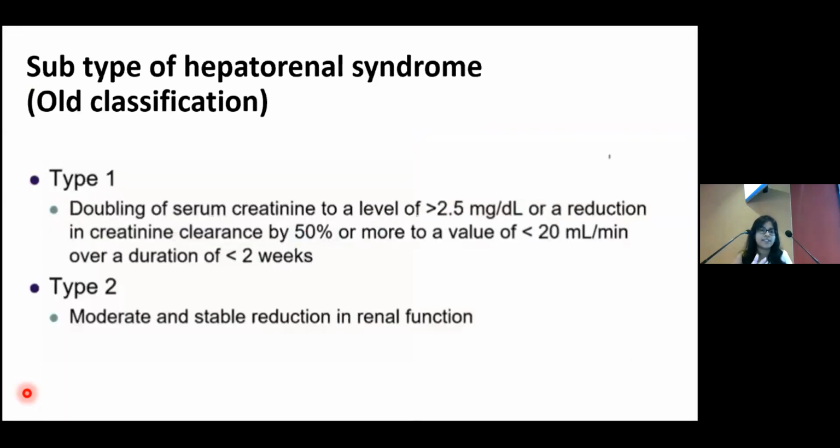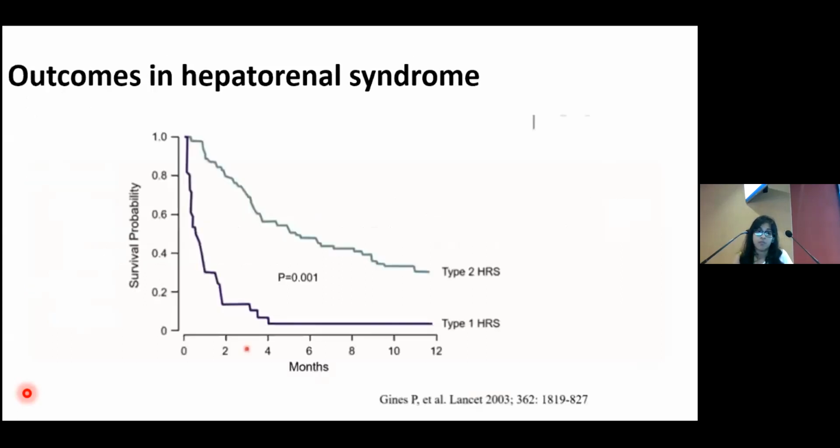So now I'll tell what is this HRS AKI and HRS non-AKI. The initial classification was HRS type 1, that is the acute form, and HRS type 2. HRS type 1 was defined as doubling of serum creatinine to a level of more than 2.5 milligram per deciliter, or a reduction in creatinine clearance by 50% or more to a value of less than 20 milliliter per minute over a duration of less than 2 weeks. Type 2 is a moderate and stable reduction in renal function. If you see the survival curve, type 1 HRS has more mortality when compared with type 2 HRS.